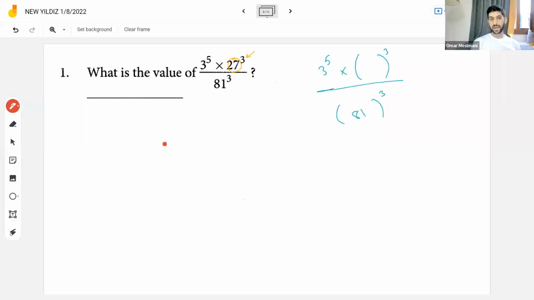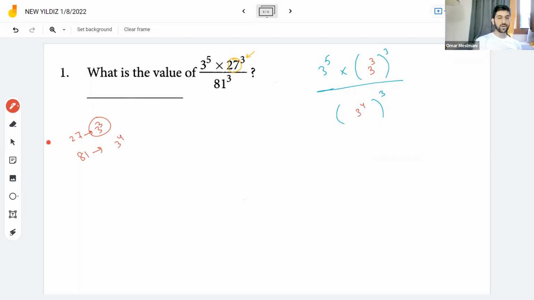I know, and you know, that 27 is a 3 cubed, yes or not? So I deleted the 27 here, and I'm going to write it as 3 cubed. And I know, and you know, that 81 is a 3 power 4. So I'm deleting the 81 right now, and I'm writing it as 3 power 4.